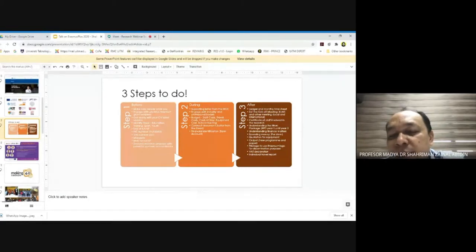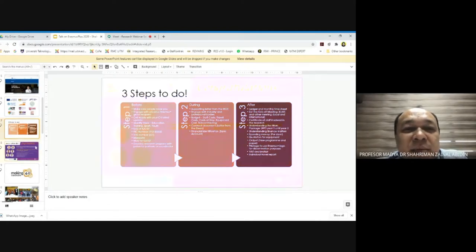Meaning that all the mess or all the job will be handled by a coordinator in the European countries. I mean your potential partner. Normally they will form a consortium lah. So in a consortium normally there are a few universities who will engage with you in that particular project. Okay.